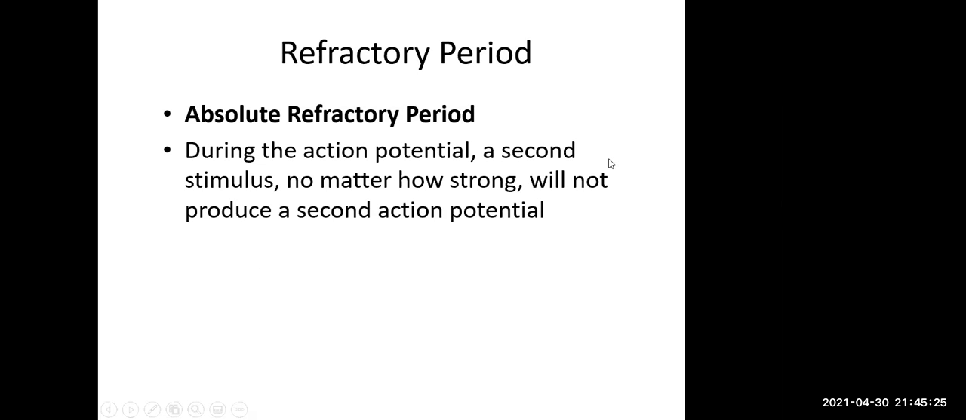What is the refractory period? Absolute refractory period and relative refractory period. There are two types. During the action potential, a second stimulus, no matter how strong, will not produce a second action potential. Even if you apply a suprathreshold stimulus, you will not get an action potential. This means the nerve fiber or muscle tissue is in an absolute refractory state. Refractory means a period of inactiveness. There won't be any response.